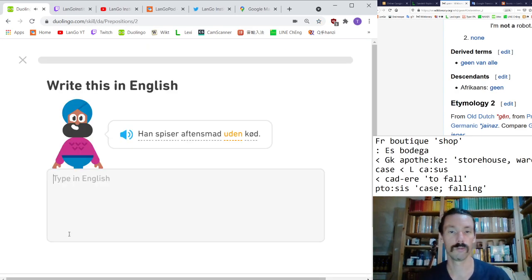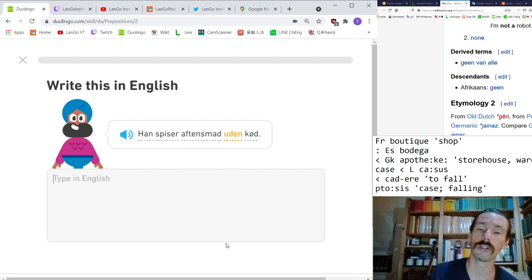Han spiser aftensmad uden kød. Okay, so this D is what I was just talking about. No longer a duh sound, aftensmad, but it's affecting the way that the A is sounded. It's shifted forward, and I think the tongue is going to the interdental position. It doesn't quite make closure.